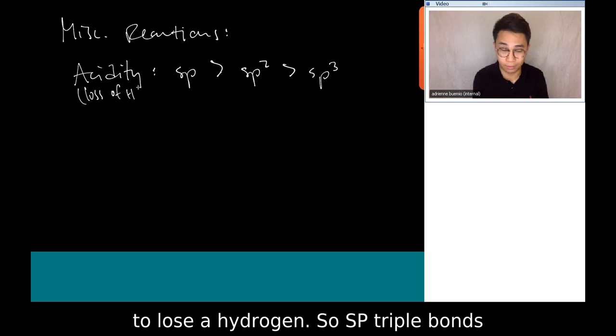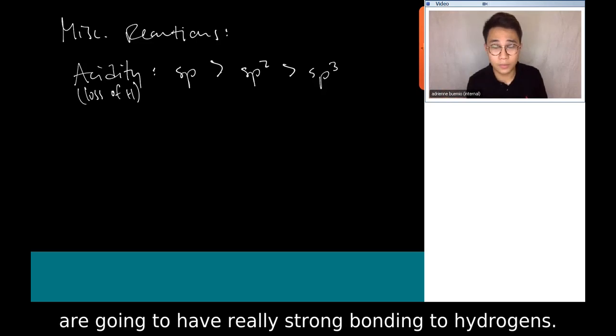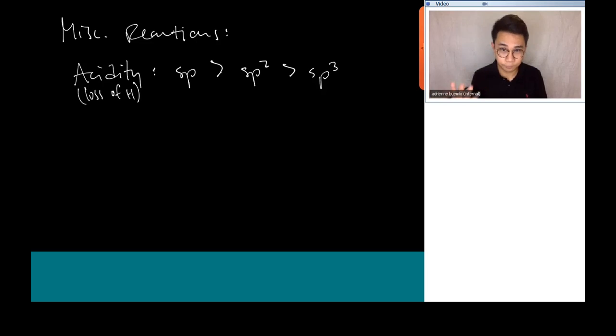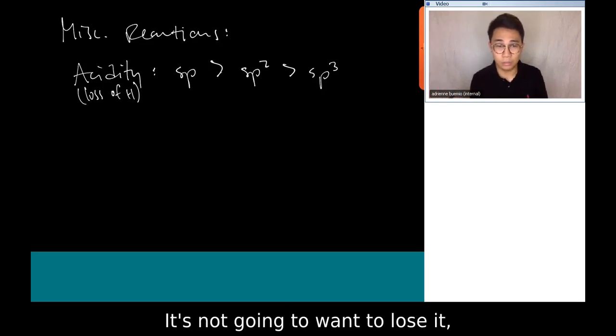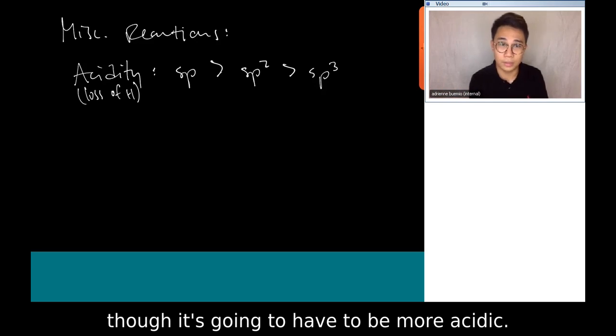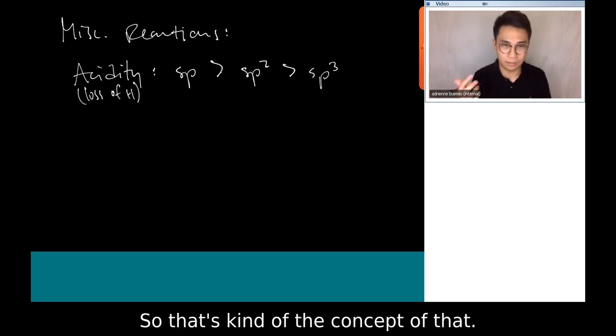So sp triple bonds are going to have really strong bonding to hydrogens, right? So it's just a stronger bond. It's not going to want to lose it, so it's going to be more acidic. So that's kind of the concept for that one.